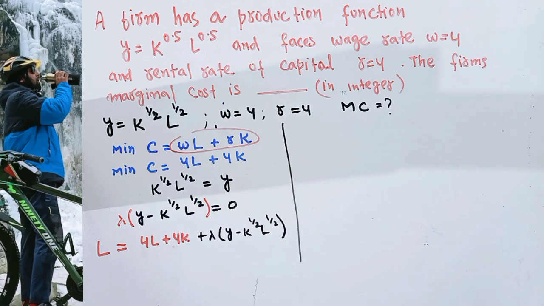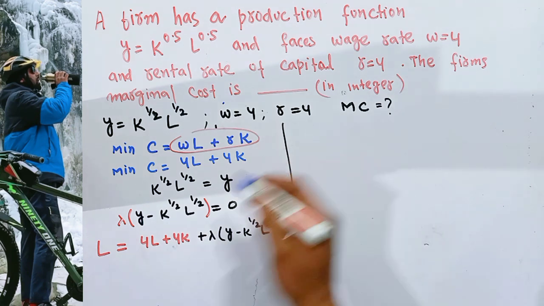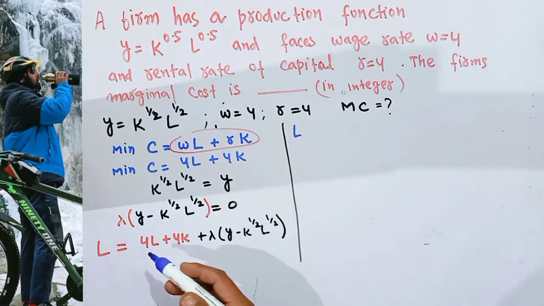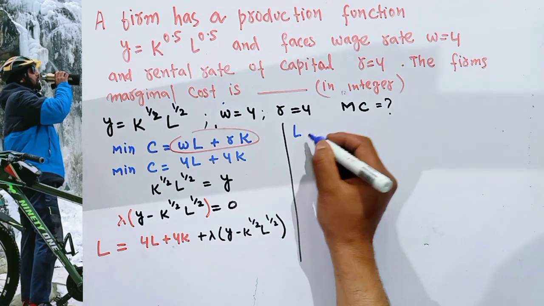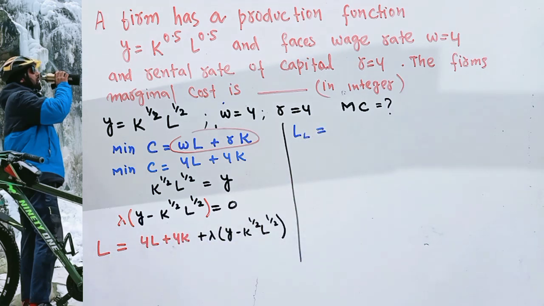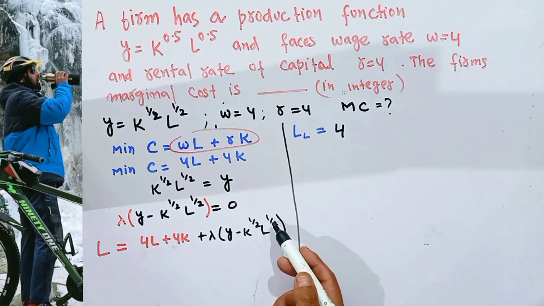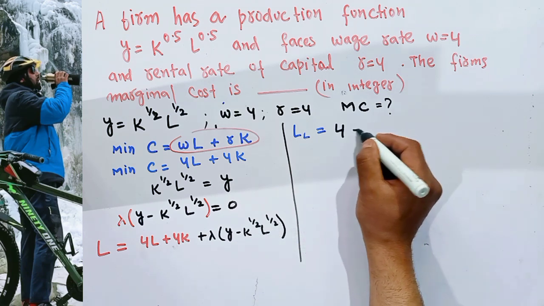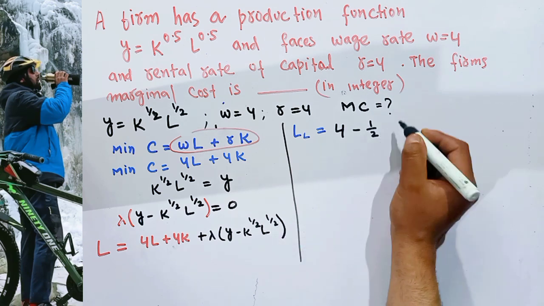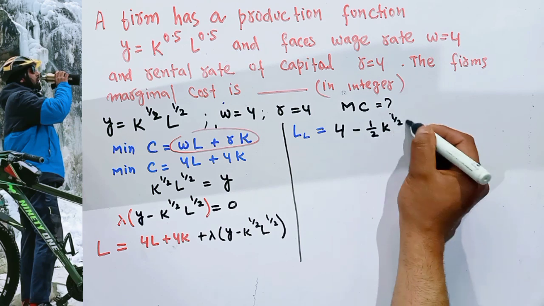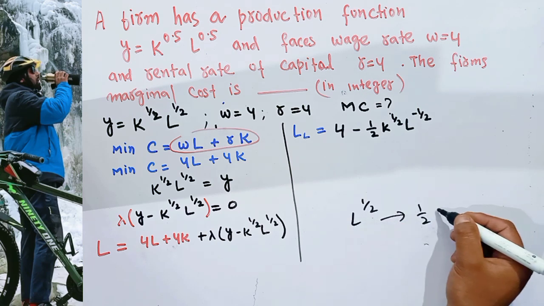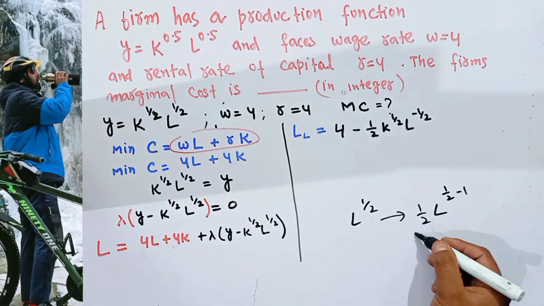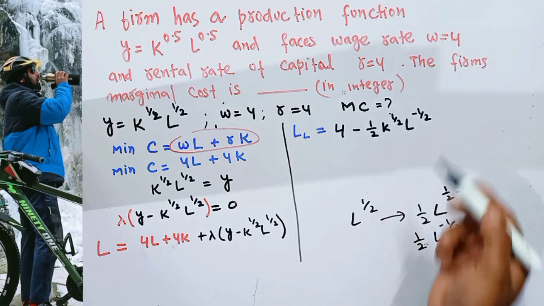Then to find the optimal value of L and K, we partially differentiate this Lagrange's function with respect to labor and capital, and solve them simultaneously. So L subscript L means the partial derivative of the Lagrange's function with respect to L. Derivative of L is 1, so we are left with 4 here. Then we get minus 1/2 K to the power 1/2 L to the power minus 1/2 by the power function rule: the exponent 1/2 becomes the coefficient, and the exponent is reduced by 1. This is what I have done here.